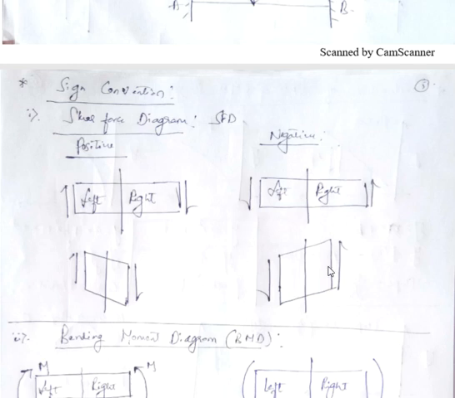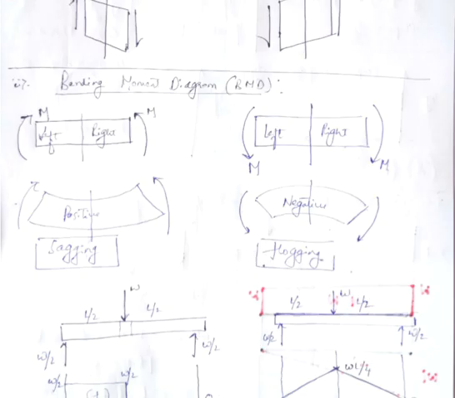How is the deformed shape? The deformed shape looks somewhat like this. Okay, so this is for negative shear force. Then similarly for bending moment diagram, we have sign conventions for both positive and negative. See, bending moment is represented as M, where M is nothing but force into perpendicular distance.